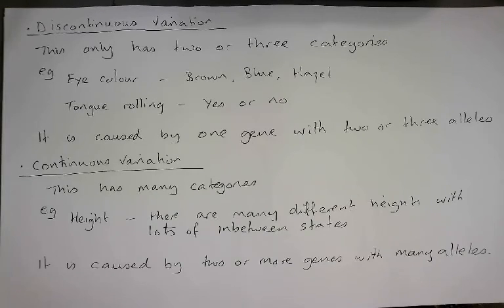Continuous variation is caused by 2 or more genes with many different alleles. And it gives us a lot more variation.